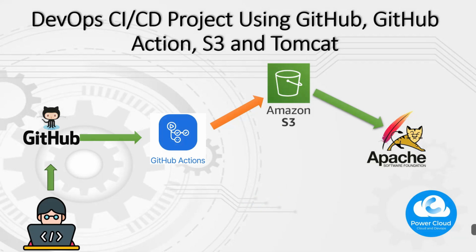So, in this CI/CD pipeline, you're using some powerful tools like GitHub, GitHub Actions, AWS S3, and Tomcat server. By the end of this tutorial, you will have a robust deployment system ready to automate your software development process. So let's not waste any time and get started.